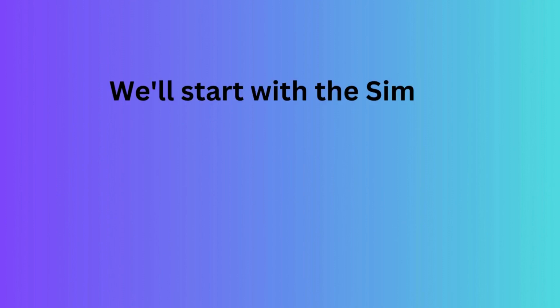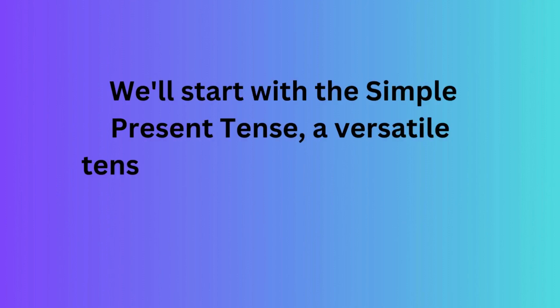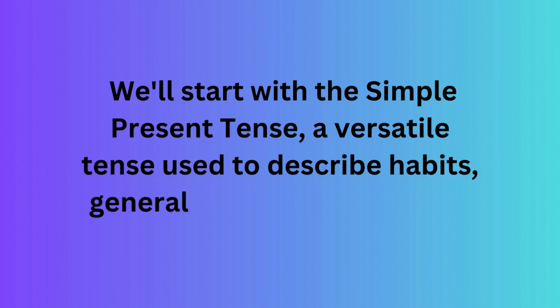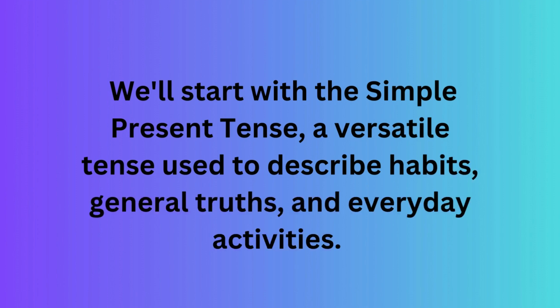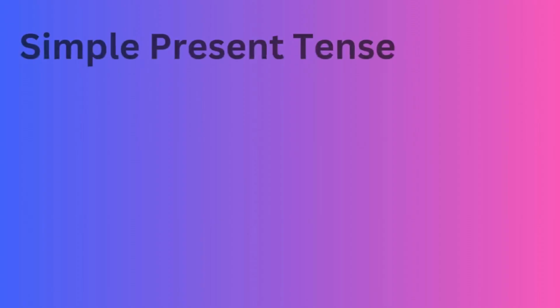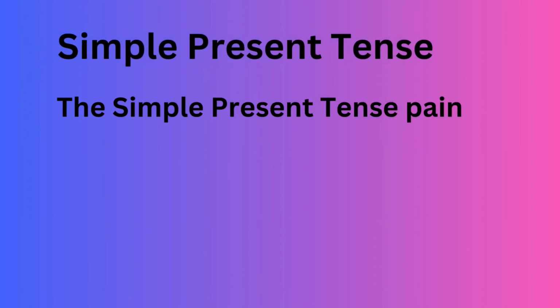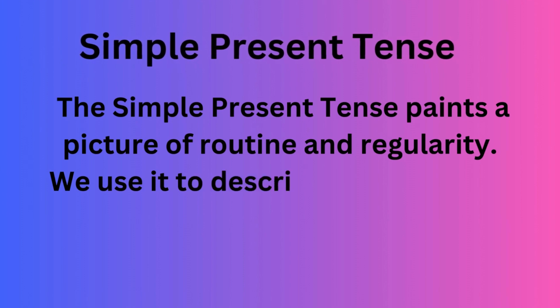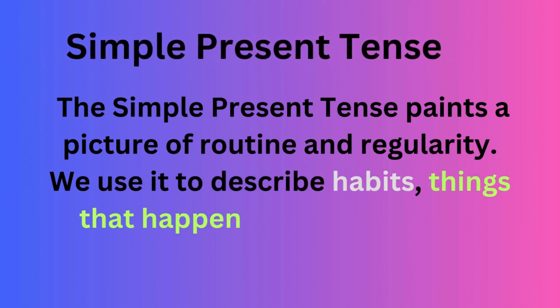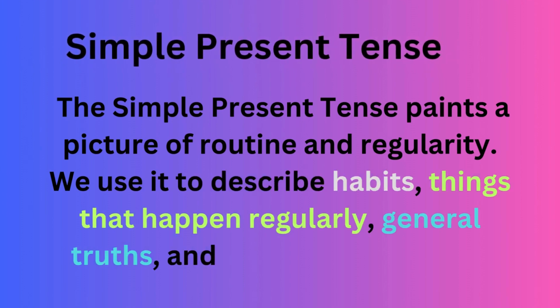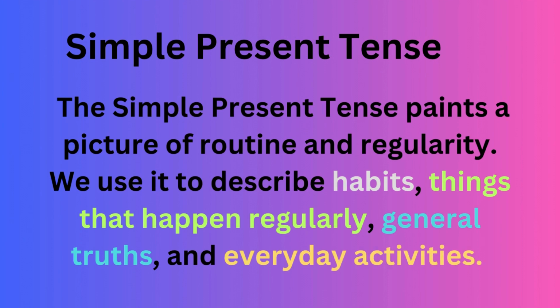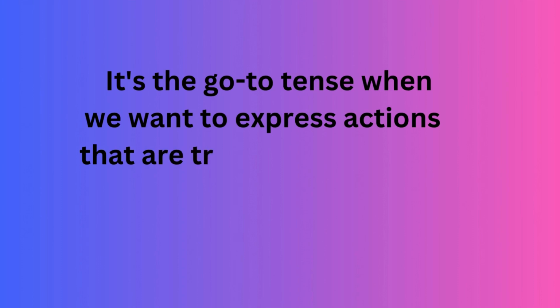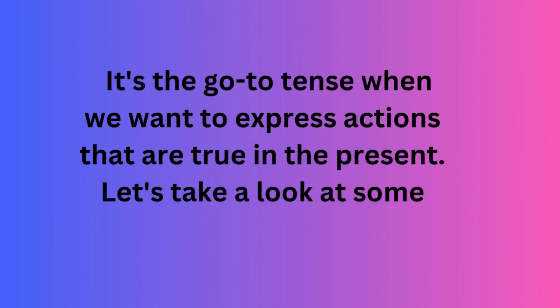We'll start with the simple present tense, a versatile tense used to describe habits, general truths, and everyday activities. Simple present tense. The simple present tense paints a picture of routine and regularity. We use it to describe habits, things that happen regularly, general truths, and everyday activities. It's the go-to tense when we want to express actions that are true in the present. Let's take a look at some examples.